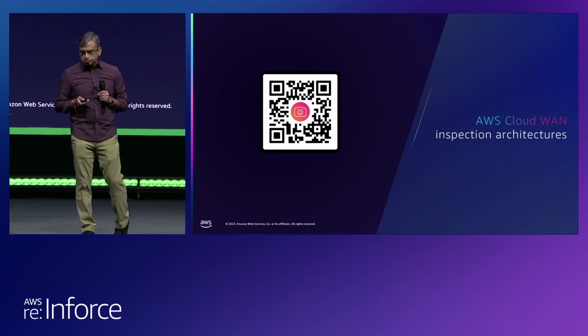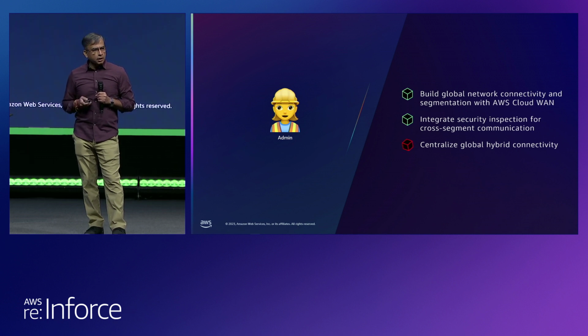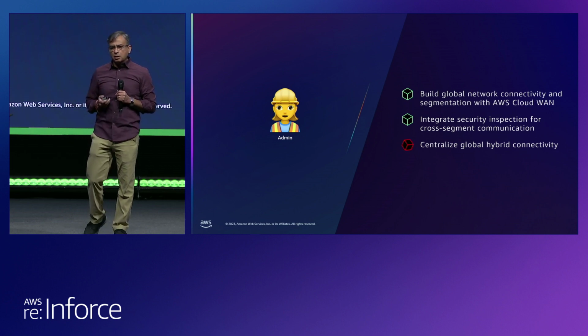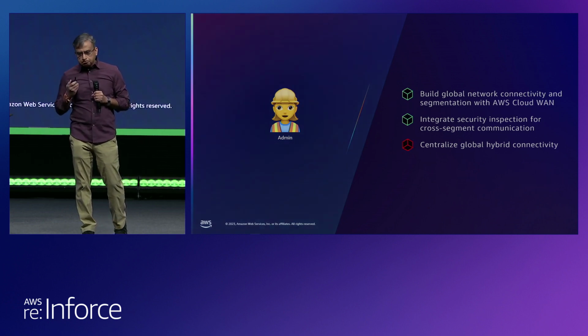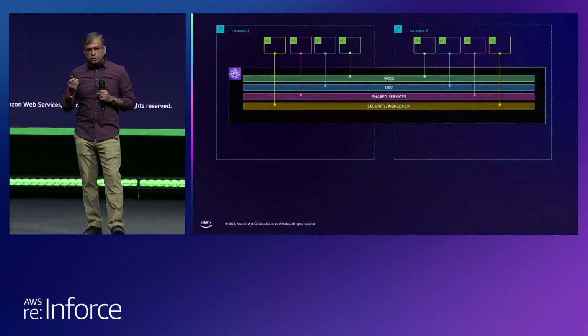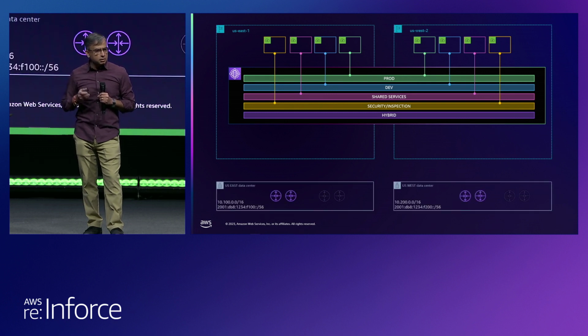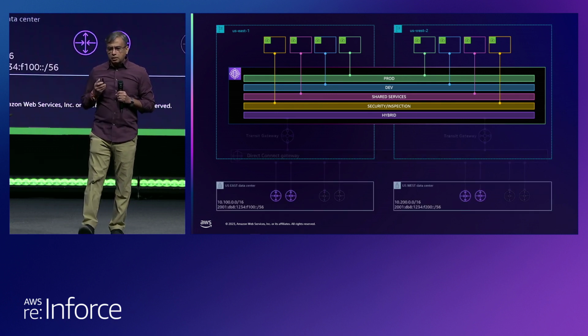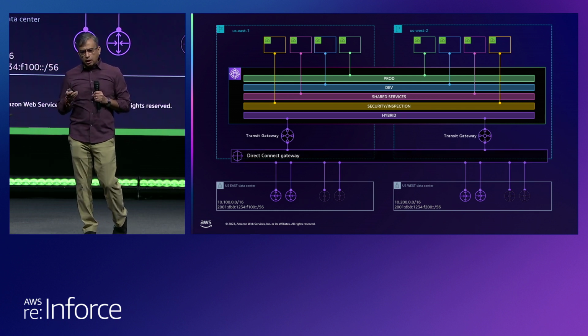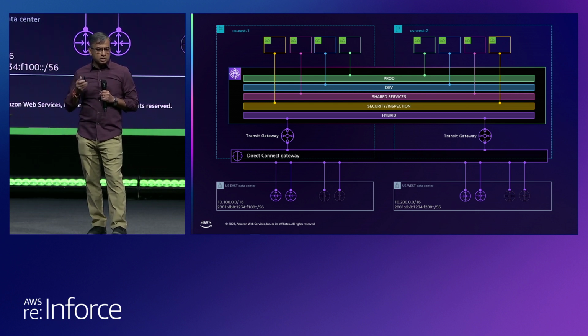So the next in line is centralized: how to use AWS Cloud WAN to connect your on-premises infrastructure and create centralized global hybrid connectivity. Building on our example, we create yet another segment called the hybrid segment. You have 2 data centers located in 2 different regions, and they connect to AWS through Direct Connect Gateway. Direct Connect Gateway connects to the AWS Cloud WAN core network through a Transit Gateway peering connection.